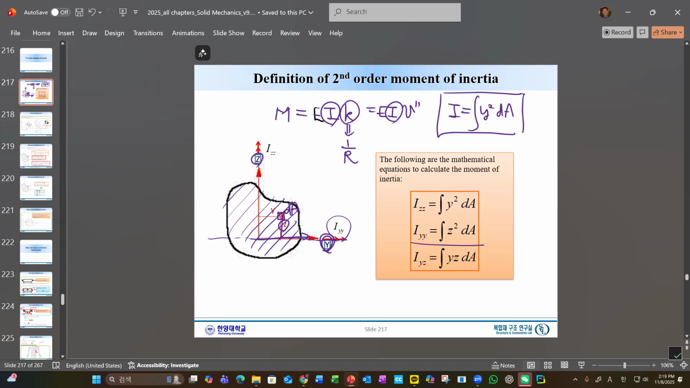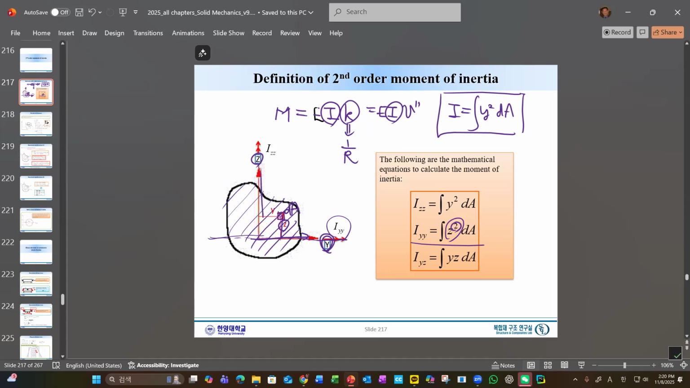when we integrate, we give a kind of weighting factor z squared, meaning that if z is farther from this axis, there is more weighting, and if closer, the weighting factor is reduced. So the point is that's the scale.